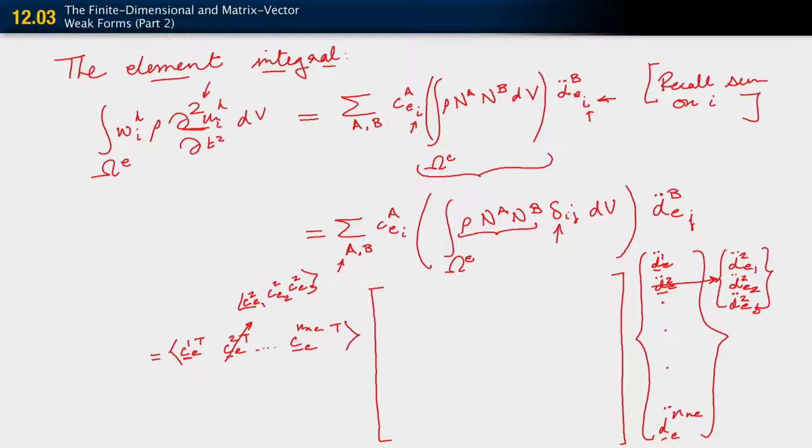Now, note that for each combination of nodes from the C vector and the D vector, we get a little matrix. Let me show you what we get here. We have here a little matrix which is rho N A N B dV over the element, and let me make this actually N1 N1 to show you the very first combination. But that integral itself multiplies what you may call the 3 by 3 identity matrix.